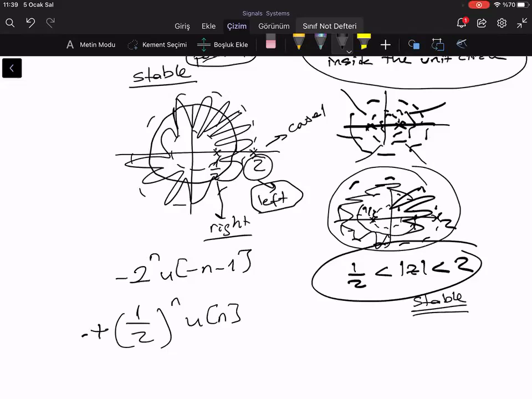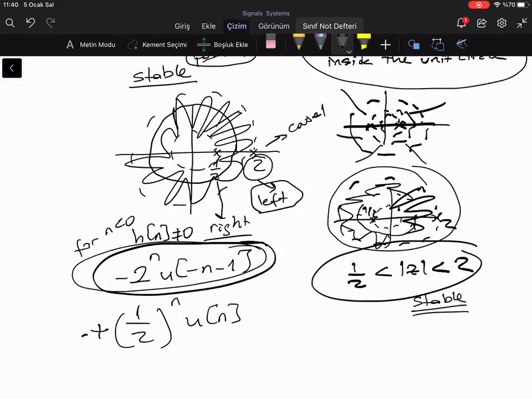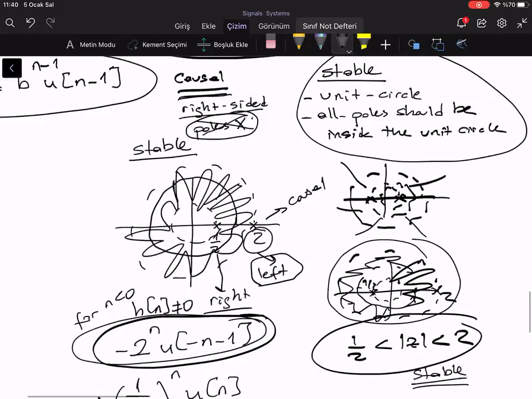Right? Is this a causal system? No, right? This will break the rule, like h of n will not be equal to 0 for n less than 0 for this part. Anlaşıldı mı arkadaşlar? Hocam, yes. For the second requirement for being stable, yeah, all poles should be inside the unit circle, but the 2 is outside of the unit circle. Exactly, yes. We said that.